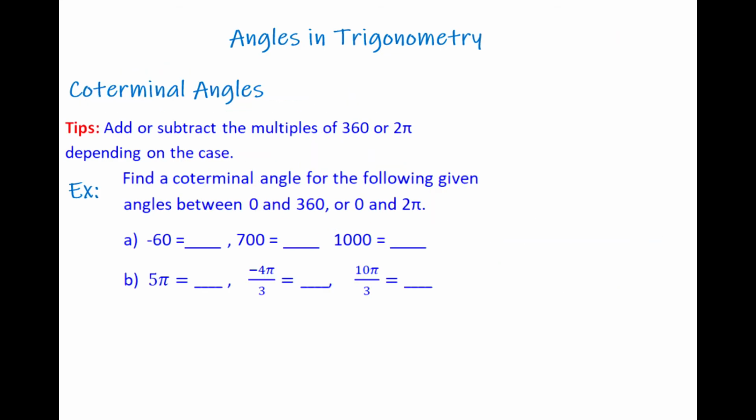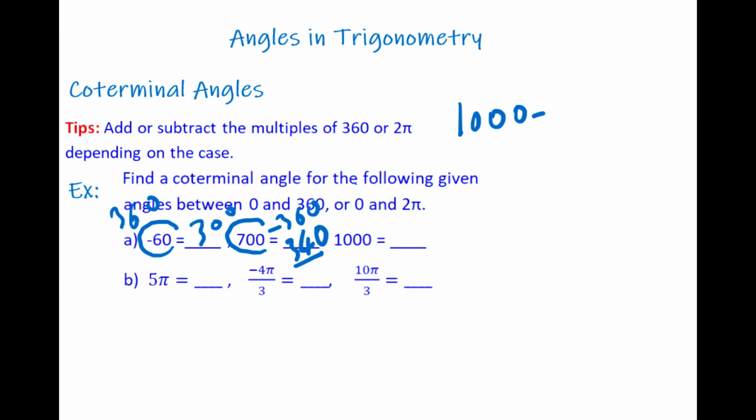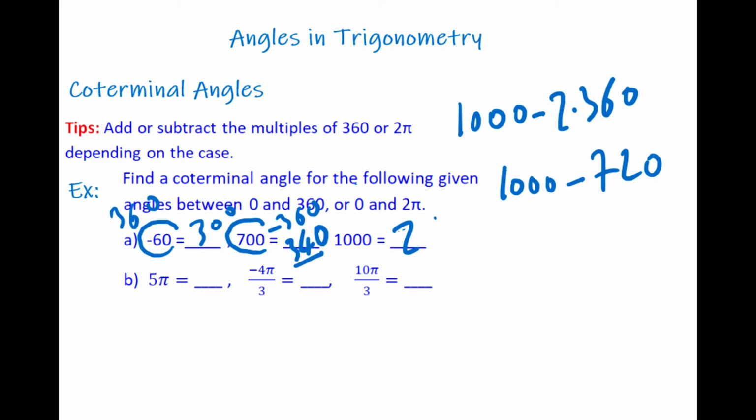And this is the last question in this video, guys. It says find the coterminal angle for the following given angles between 0 and 360 or 0 and 2 pi. So if it's negative, then we're gonna add actually 360. Once you do it, then we're gonna have 300, guys. If it's more than 360, then we're gonna subtract the multiple of 360. So actually just basically subtract 360, then we're gonna have 340, guys. And for 1000, minus 2 times 360 actually. So we're gonna have 1000 minus 720, then we're gonna have 280, guys. So this is equal to 280 degrees, guys.